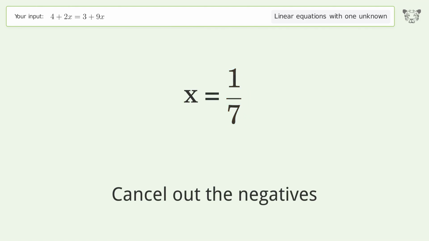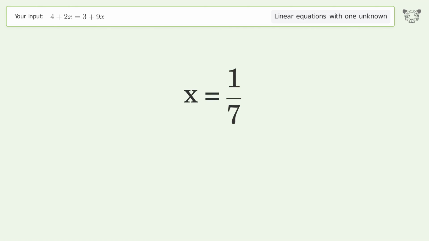And so the final result is x equals 1/7.